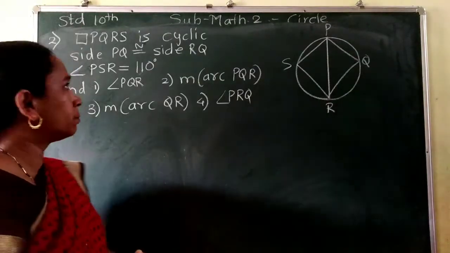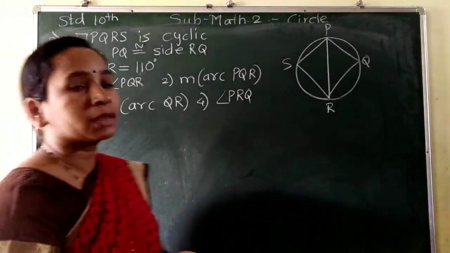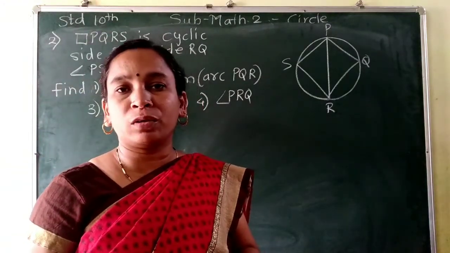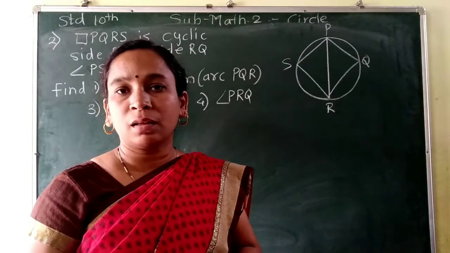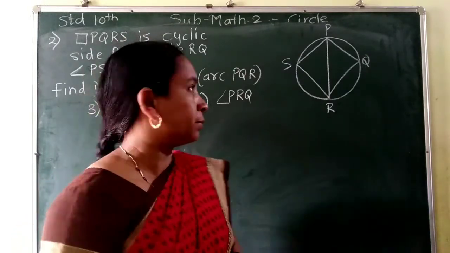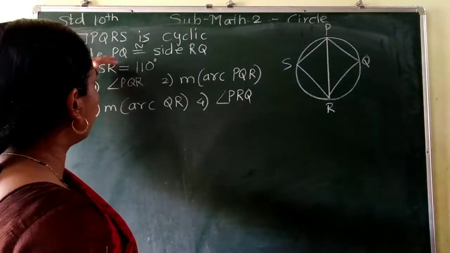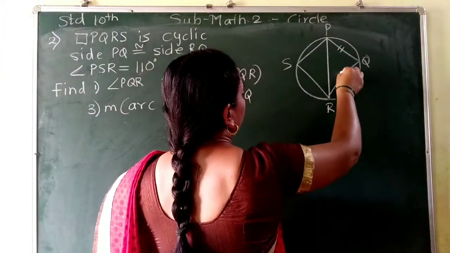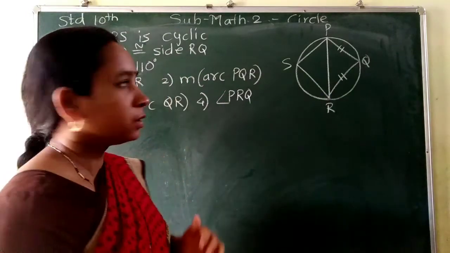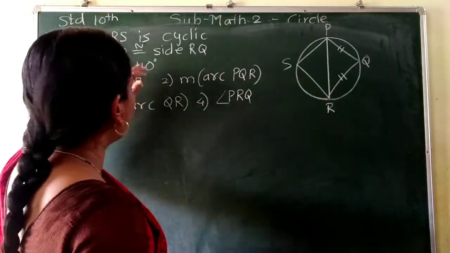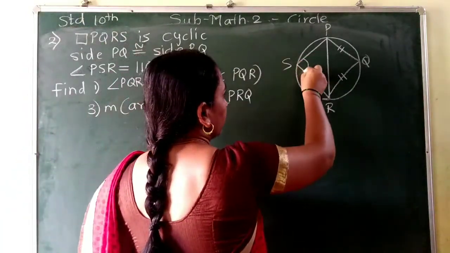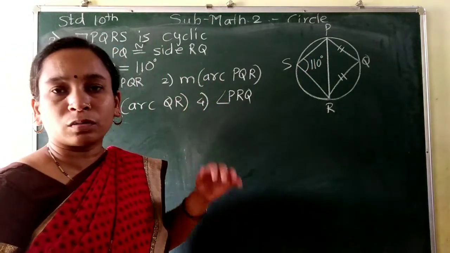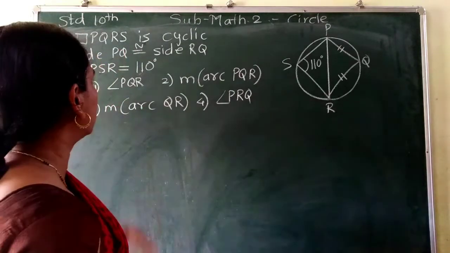Here in the second example, students, they gave PQRS is a cyclic quadrilateral. Now if it is a cyclic quadrilateral, we have to use the cyclic quadrilateral theorem to solve the example. One more thing, they have said that segments PQ and RQ are congruent. These sides are congruent. Angle PSR is 110, this angle is given as 110. So we'll solve the four questions based on this example.